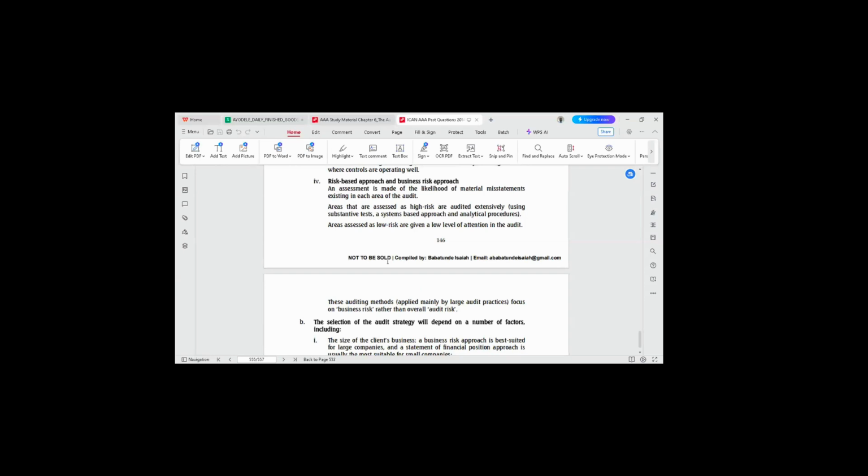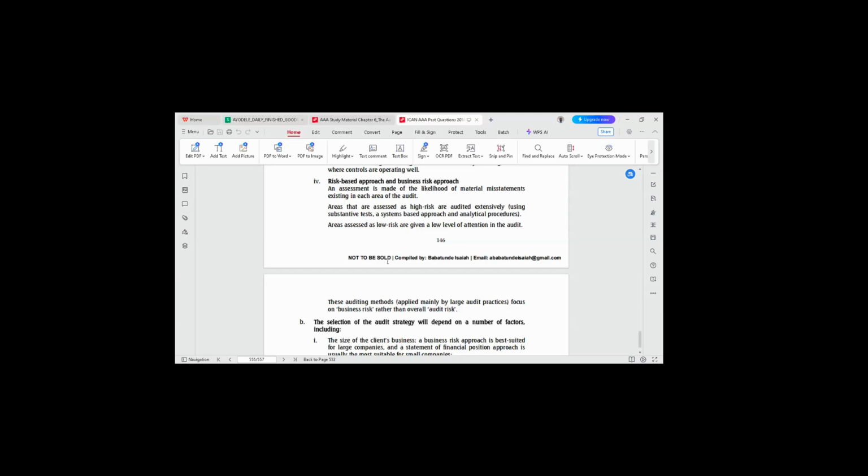Areas that are assessed as high risk are audited extensively using substantive testing, system-based testing and analytical procedures. Areas assessed as low risk are given a low level of attention in the audit. This auditing method, applied mainly by large audit practices, focuses on business risk rather than overall audit risk. You remember I talked about that?